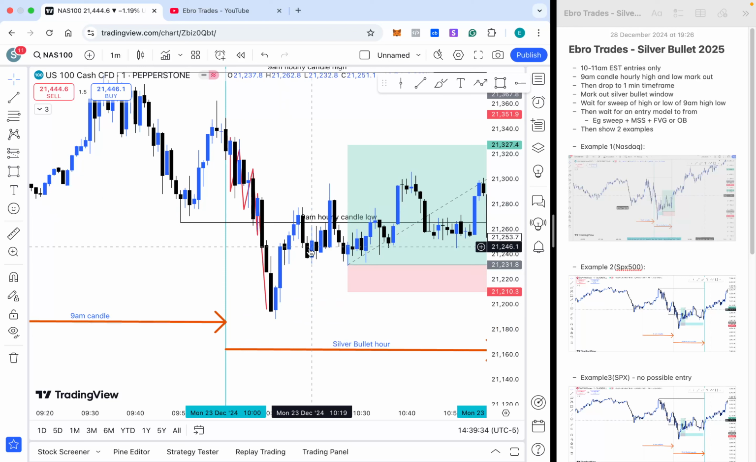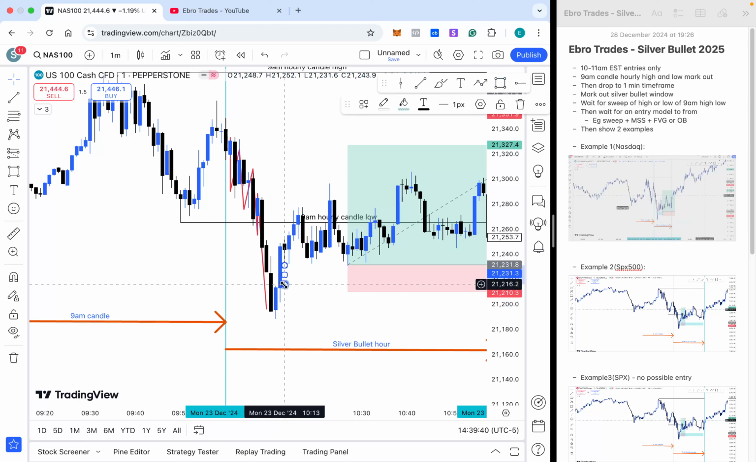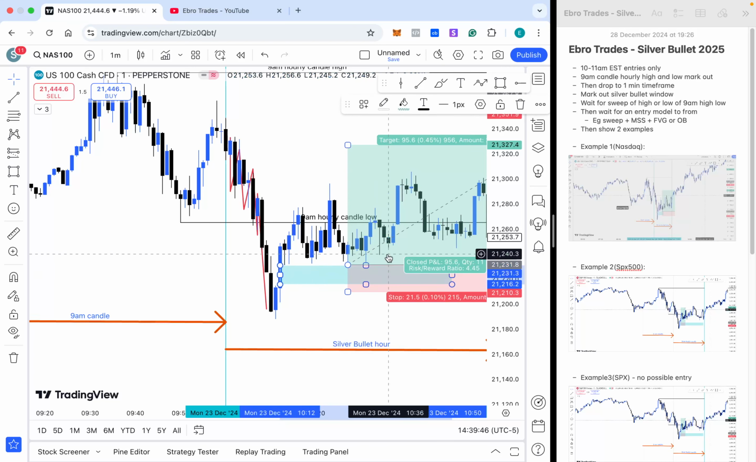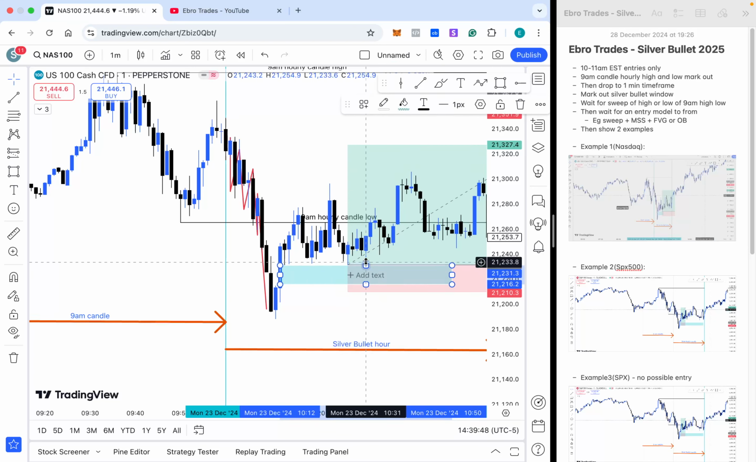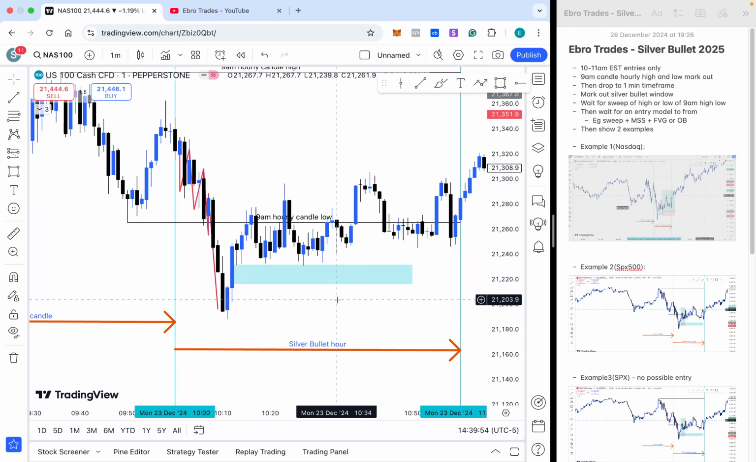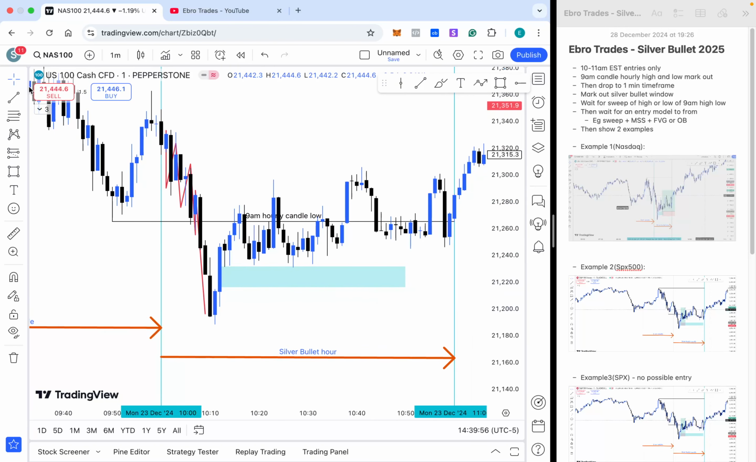Within this displacement leg, do I see a fair value gap formed? Yes, I do. Here's my bullish fair value gap, labeled here with the sky blue. Now, where is my entry? My entry, I literally set a long position at the fair value gap here.